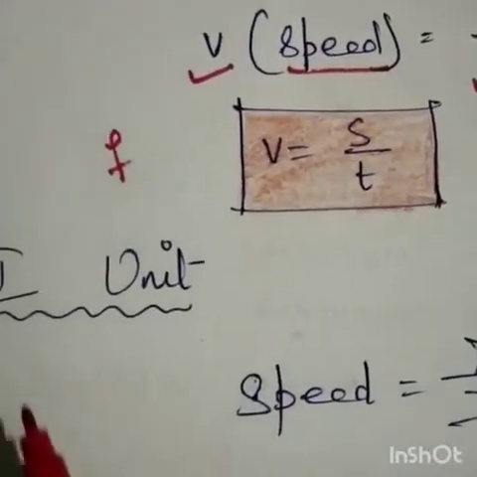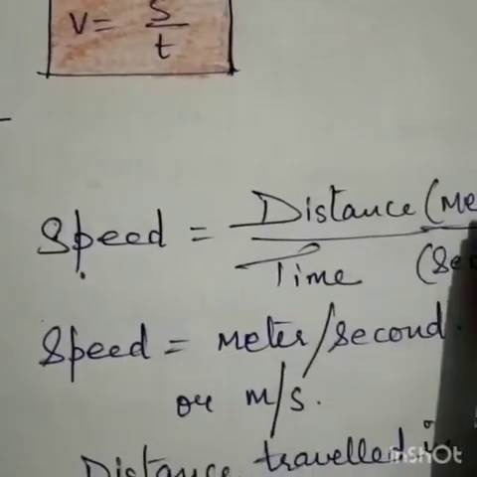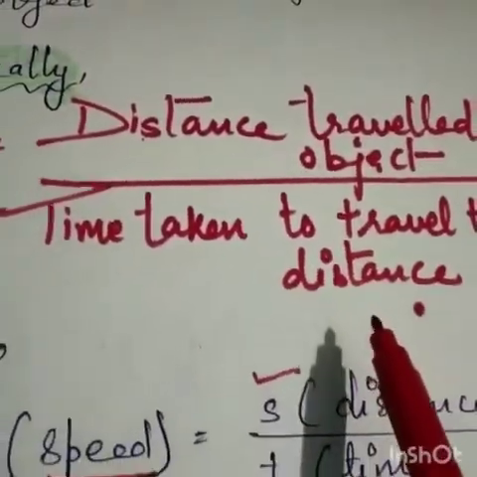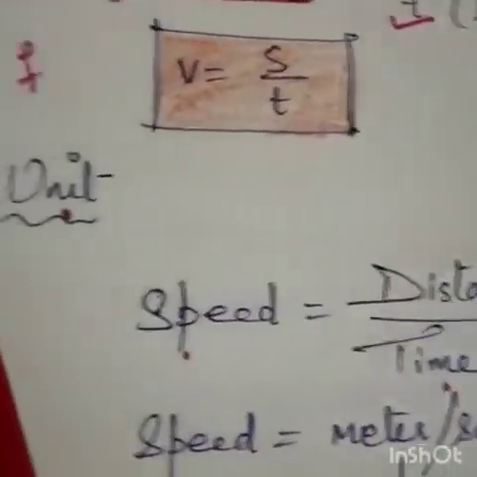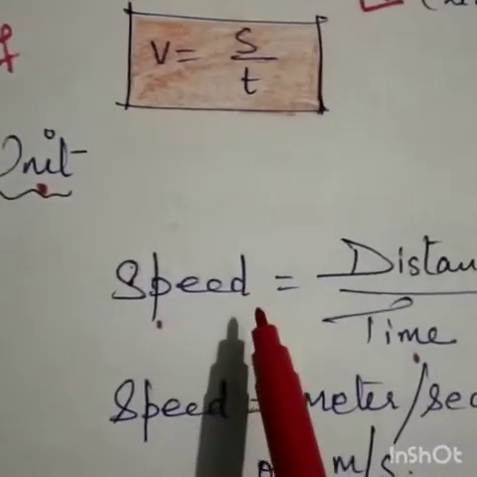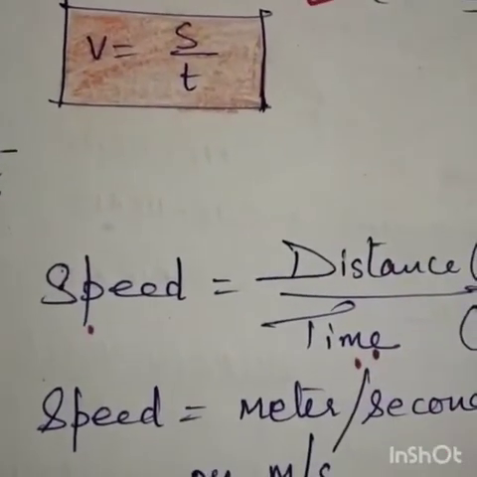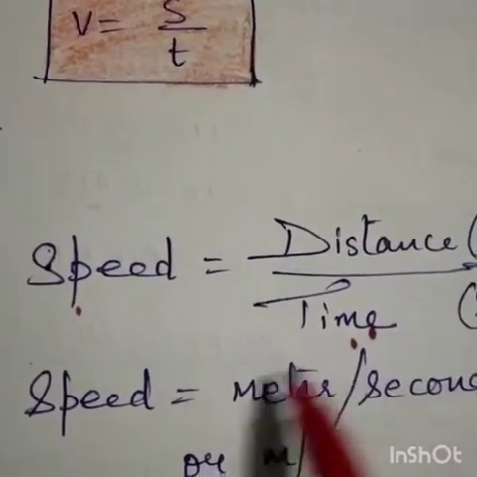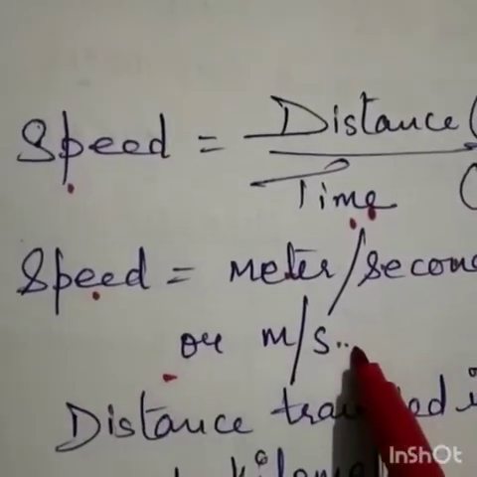Now, the SI unit of speed. Speed is equal to distance upon time, distance traveled by an object upon time taken. To find the SI unit, the SI unit of distance is meter and the SI unit of time is second. So speed becomes meter per second, or m per s.